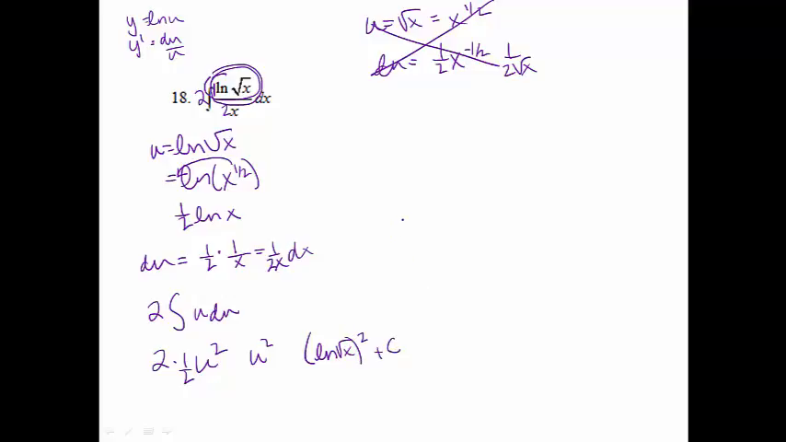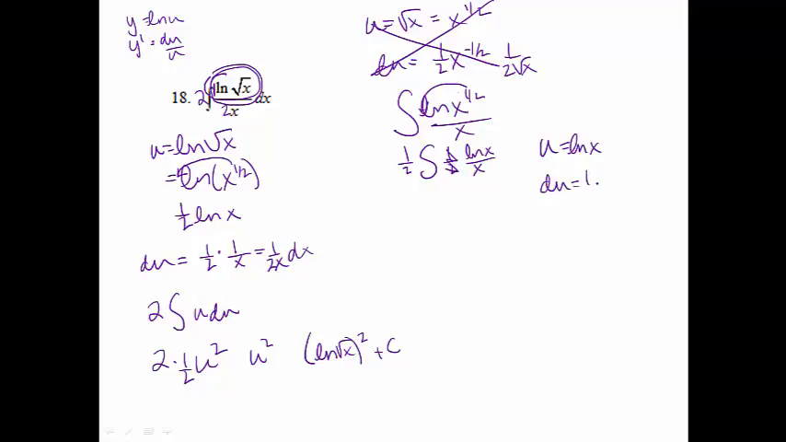I'm going to show you one other thing that I could have done before I started, just in case you did it. I could have rewritten this to start with as ln x to the 1/2 over x. I could have brought my 1/2 outside in the first part of the problem. If I were going to do that, I'd bump my 1/2 out front. I'd still do u equals ln x.